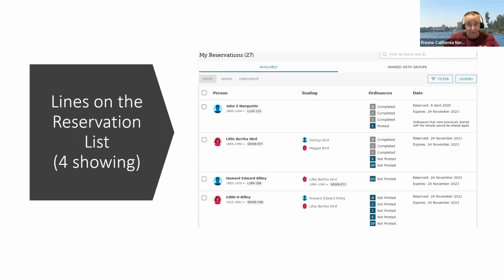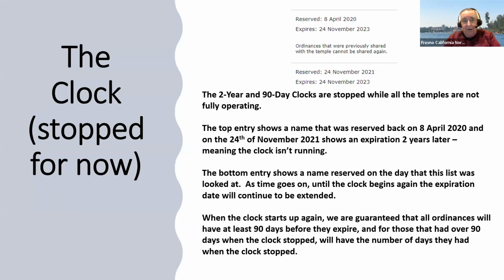So this is how the system is working. This is what they're looking at. How many entries are there in your reservation list? That's what lines are. Okay, the clock is stopped. You know, we've been doing a lot of talking about this clock, the 2-year clock, the 90-day clock. Well, there is no clock right now.